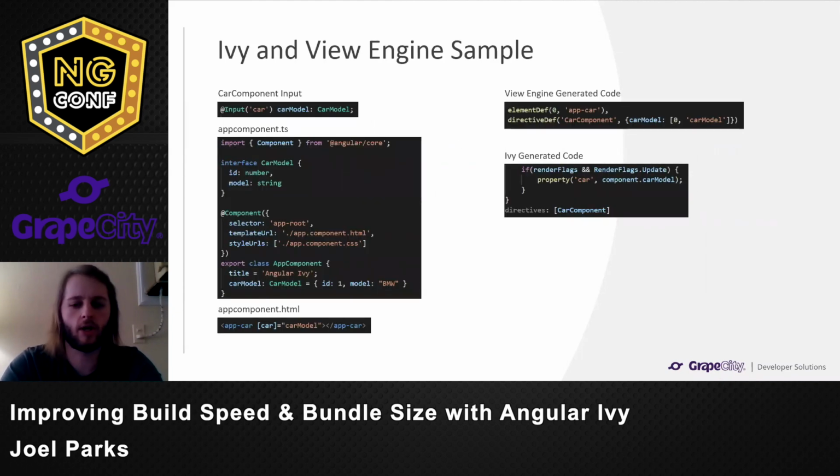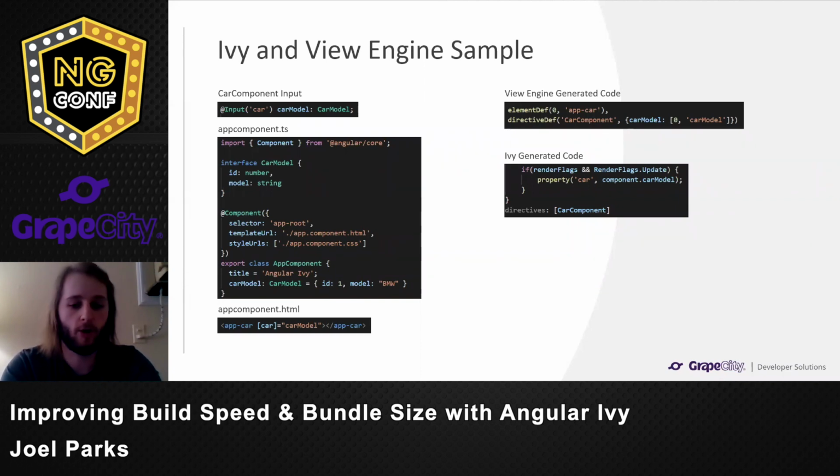We're going to take a look at a small example here to see what the changes look like in the compilers. So in this sample, we're going over our mock car component, which takes an input value called car when the input is created. When the car component gets used inside of another component template, the code looks something like this.